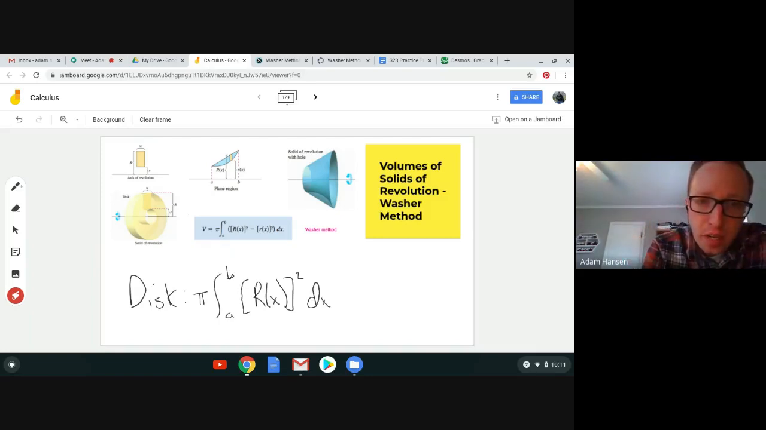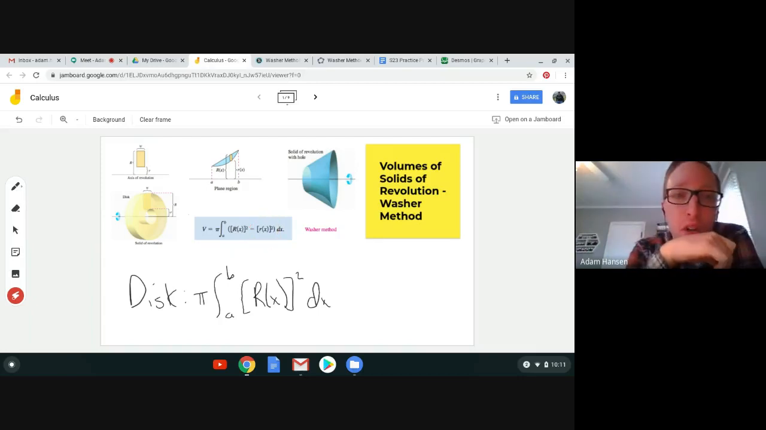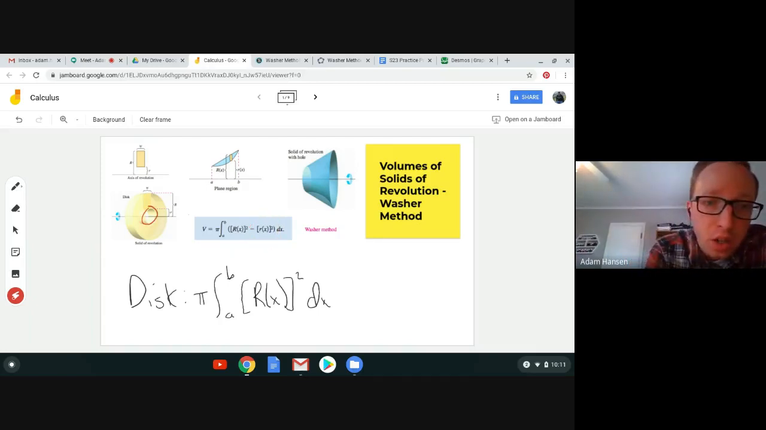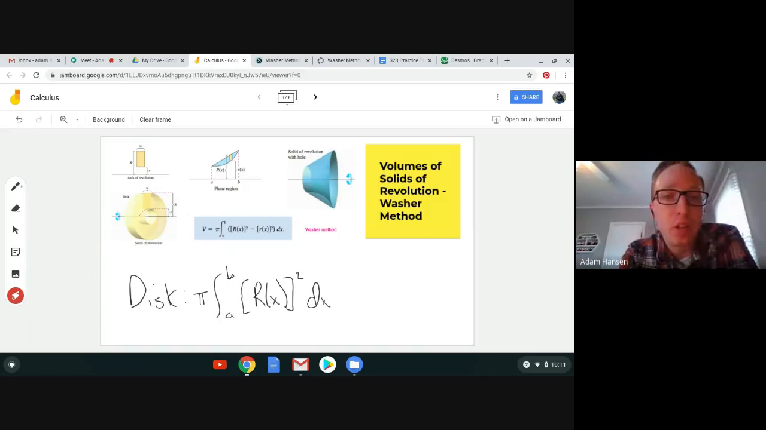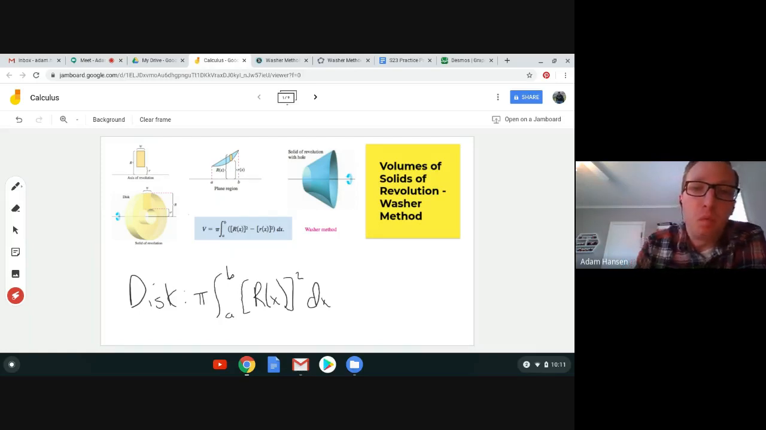Now we have two radiuses, the capital R and lowercase r. The only difference between these two formulas is this extra gap radius I now have to account for because of the inner unshaded region I want to exclude from the overall volume. Washer method is very similar. There's just two radiuses, top minus bottom.